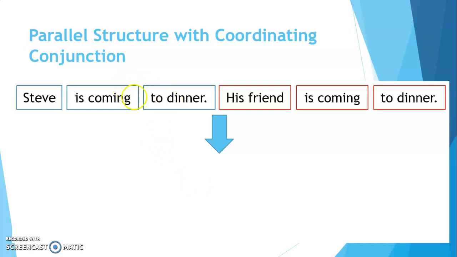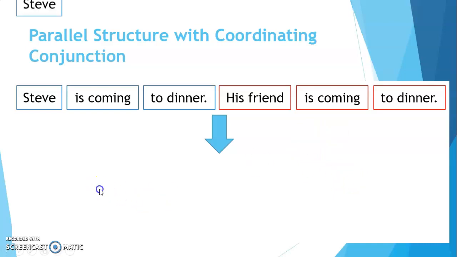Steve is coming to dinner. His friend is coming to dinner. Which part of these two sentences are similar? Yes, the first one is coming. Both sentences have this part, right? And to dinner. The first and second sentence have the same part, to dinner. So to make it more effective, we will use the coordinating conjunctions to make a sentence with parallel structure.